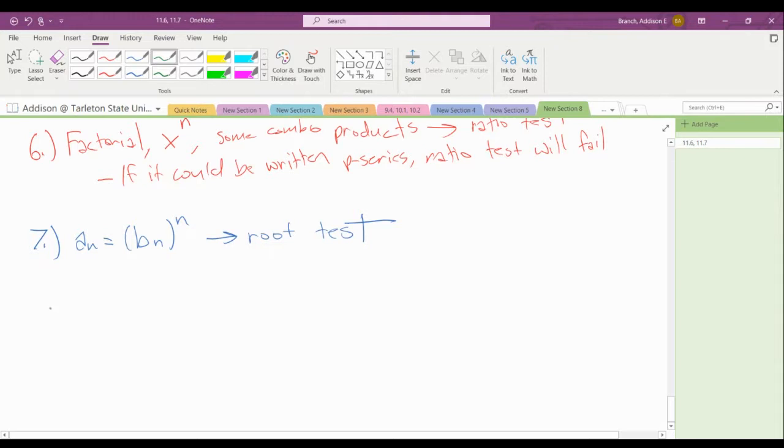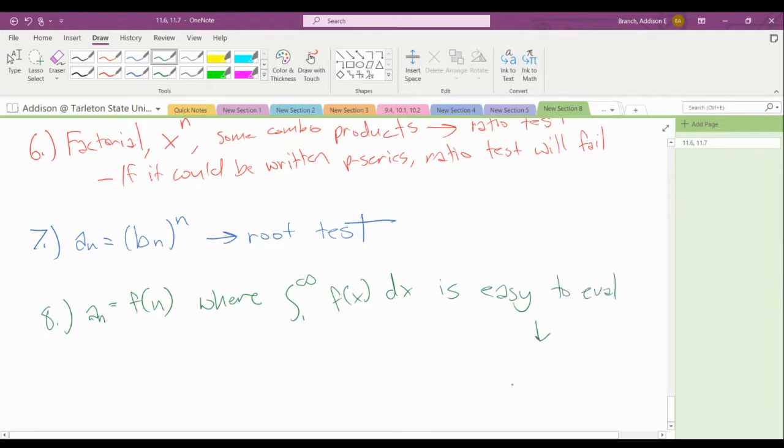All right, and then our last test is if we have a sub n equal to f of n, where we can write our sequence as a function, and the integral from 1 of f of x dx is easy to evaluate. From there you want to go ahead and do your integral test.